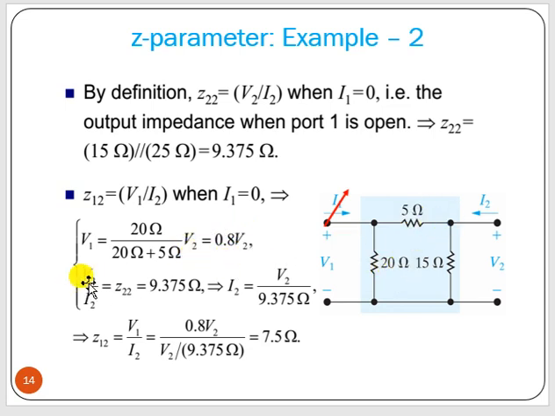Now V2 by I2 we already found, so I2 equal to V2 divided by this value, and we can put it here. So Z12 is nothing but V1 by I2. We put I2 here and find the value. V1 we can write in terms of V2, and I2 is also in terms of V2. So V2 and V2 cancel out, and you get the Z12 value.